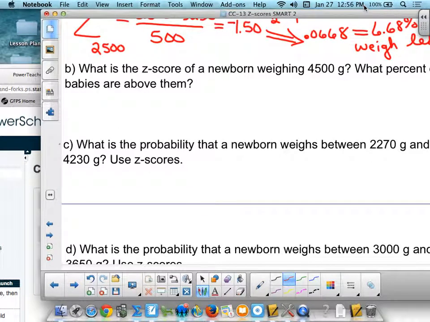Okay. Let's do this baby. This newborn weighs what? 4,500. What percent of the babies are not below, but what? Above. I want to know what percent of the babies weigh more than that baby right there. Calculate the Z-score of a 4,500 gram baby.